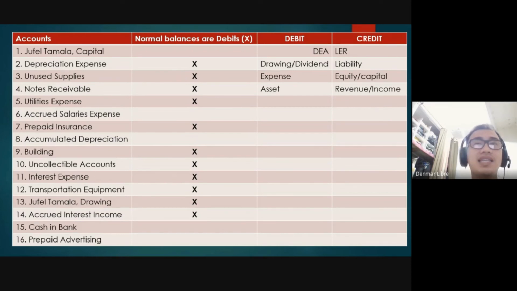Cash in bank is an asset with debit as normal balance. Prepaid advertising is an asset with debit as normal balance.